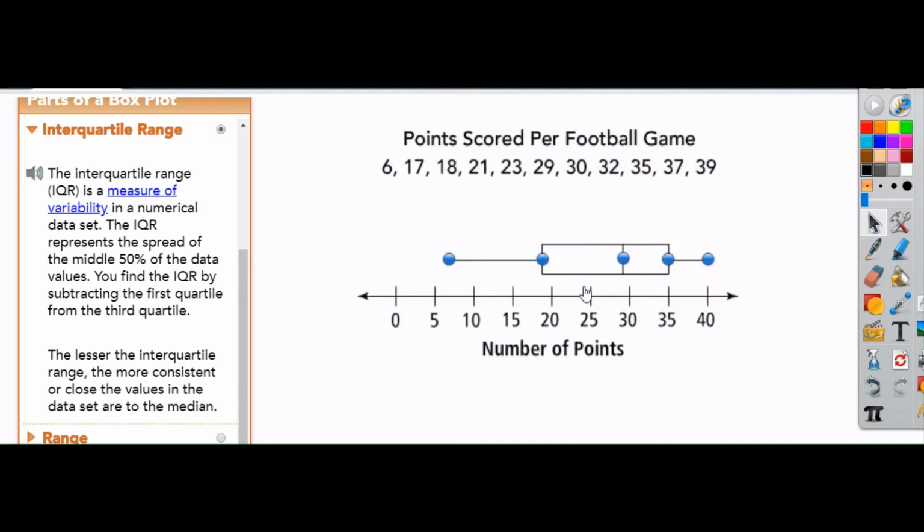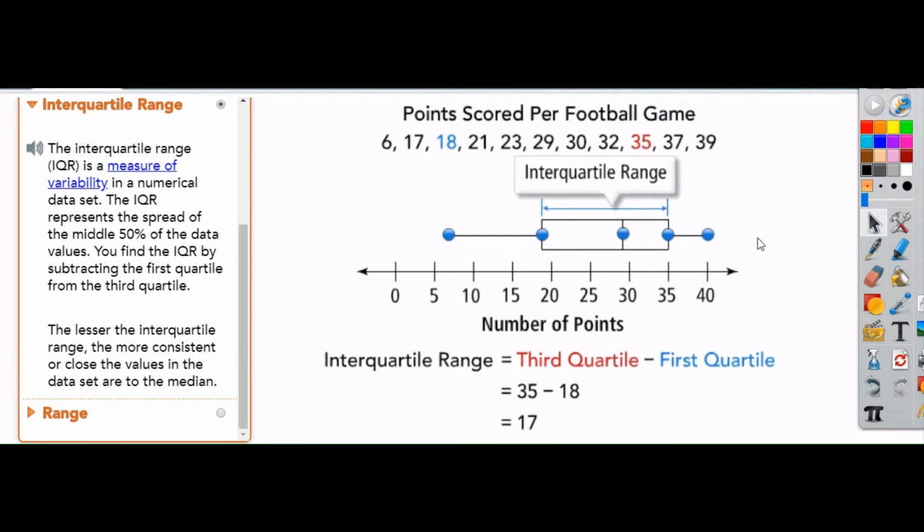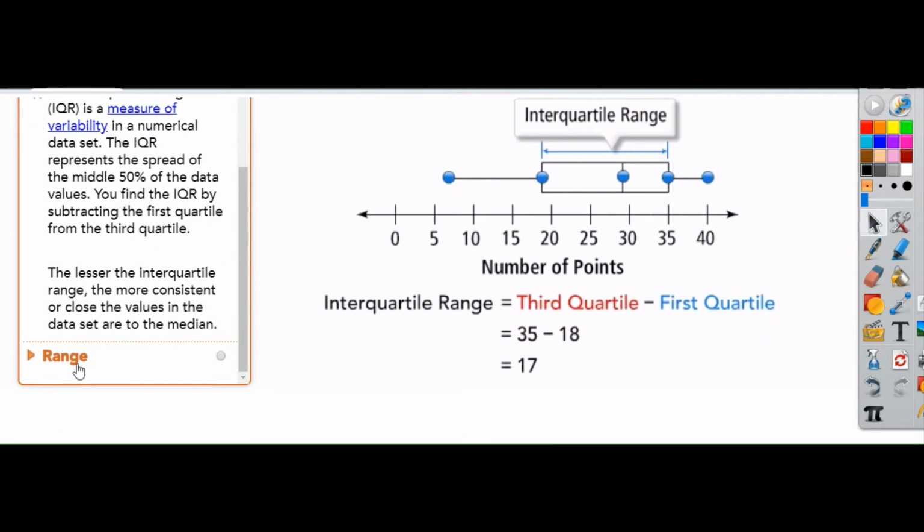So let's see what they have. So we have 35 and 18. And interquartile range is third quartile minus the first quartile. 35 minus 18 is 17. So the interquartile range is that middle 50%. Let's see how that compares to the range.